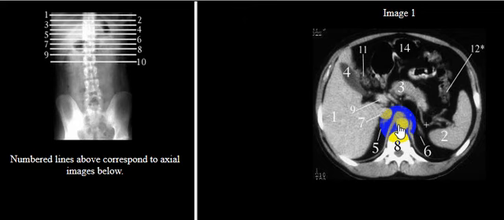The first branch in the abdomen is the celiac trunk, and the celiac trunk is divided into three branches: the splenic artery, common hepatic artery, and left gastric artery.